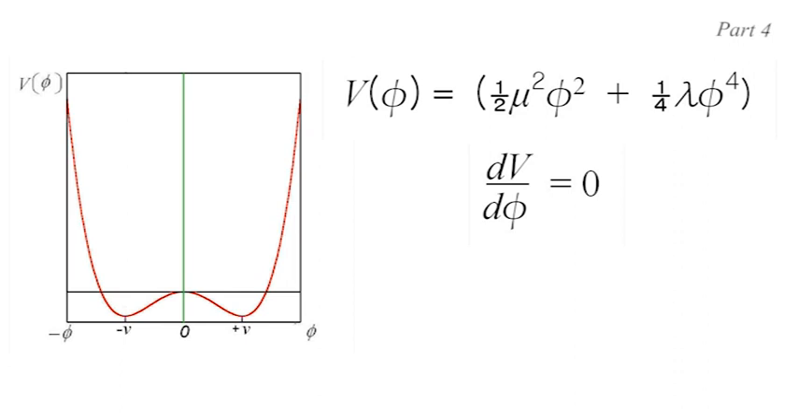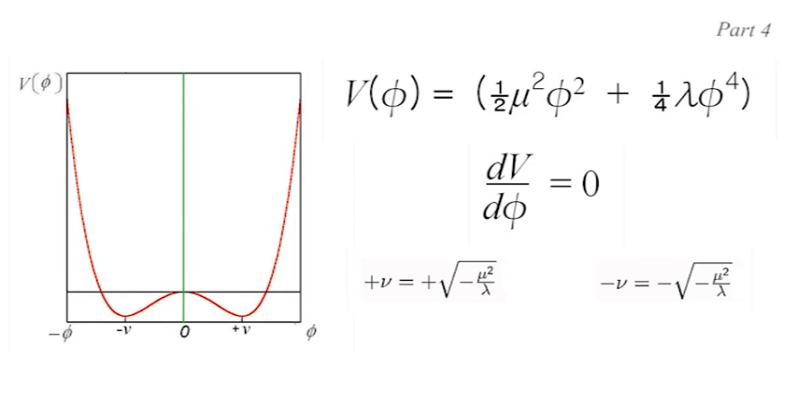If you try it, you'll be left with two possible values for phi for the minima. These are given by plus v, which is plus the square root of minus mu squared over lambda, and minus v, which is minus the square root of minus mu squared over lambda. Don't be put off by the negative sign inside the square root. Remember that mu squared itself is negative, so it's actually the square root of a positive number.